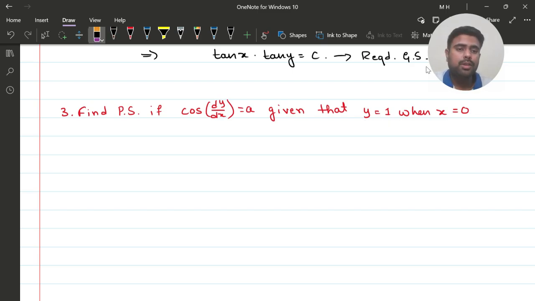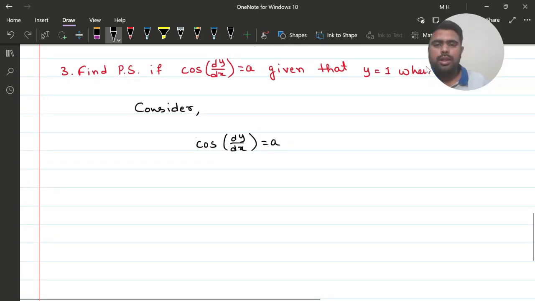But to find a particular solution, there is no other method. First we must find the general solution. Okay, so what I'll do is, you can see, except dy by dx, there are no other y and x terms, so comfortably I can do it. I will just consider the given differential equation: cos of dy by dx equal to a.